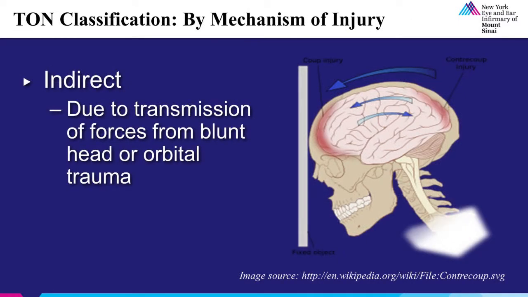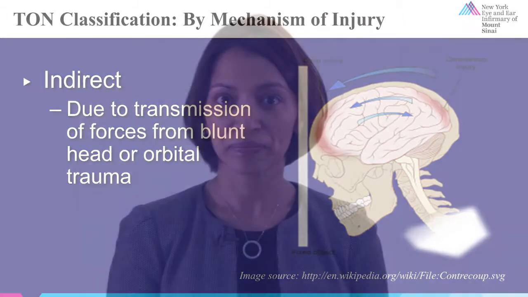The next category of injury is indirect traumatic optic neuropathy. This usually results from transmission of forces from blunt head or orbital trauma. Indirect traumatic optic neuropathy can result in anterior trauma, in which case the optic nerve is damaged intraocularly.